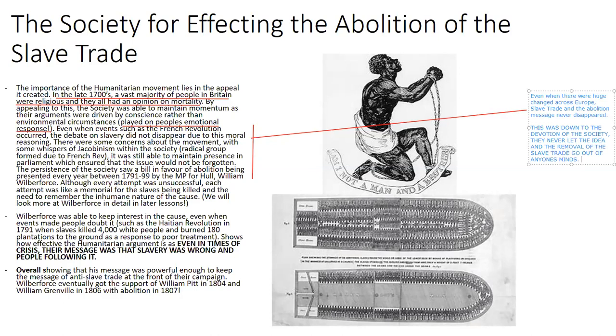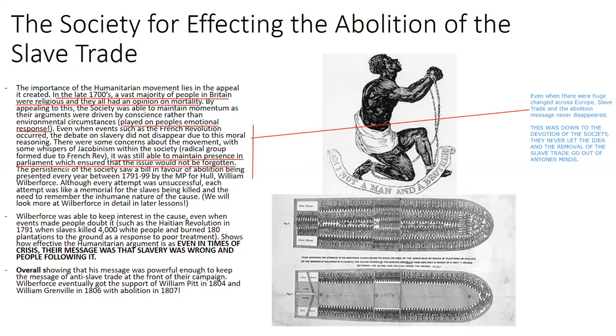Even when there were some concerns about the movement, there were some whispers of Jacobinism within the society. Now, a Jacobin is someone who is basically like a terrorist. They were a radical group that were formed in the French Revolution, and there were some whispers that these individuals were part of this society, trying to enforce it. But that was just a whisper. The key thing was that this group was always able to maintain presence in Parliament, which ensured that the issue would never be forgotten.